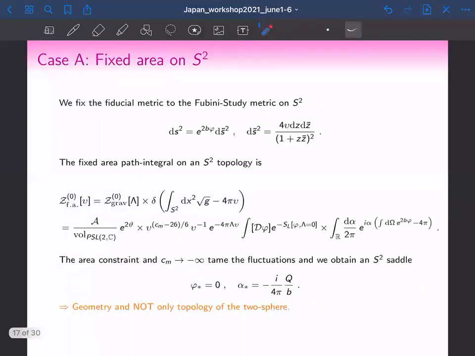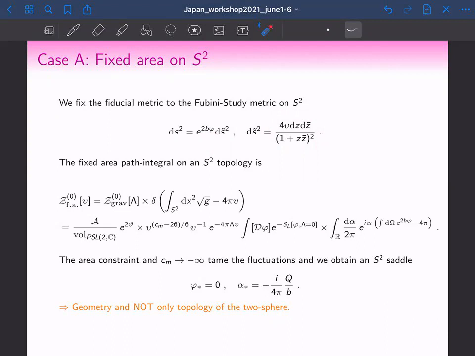Very good. So we have case A, with a very large negative central charge, and we are on this 2-sphere, and we are going to fix the area of this 2-sphere. So we choose the Fubini-Study 2D metric for the 2-sphere. We have this metric over here, which is the Weyl factor times this fiducial metric. And the fiducial metric, as I was saying before, is this round 2D metric.